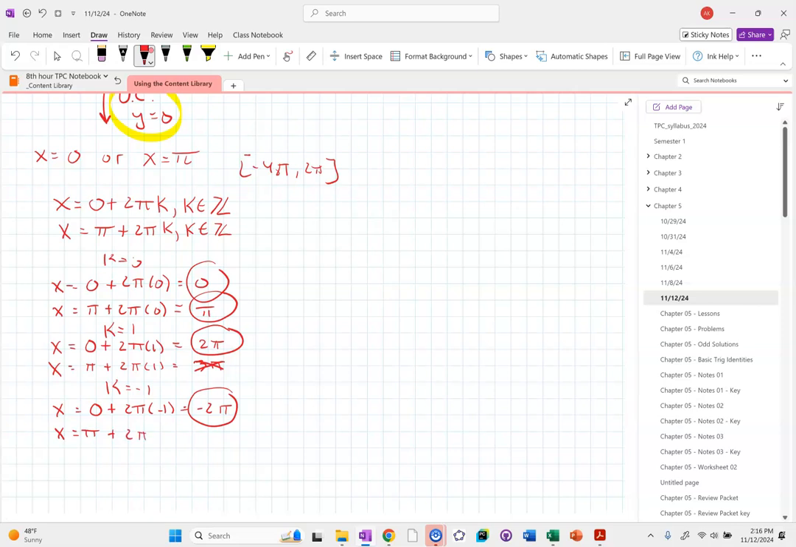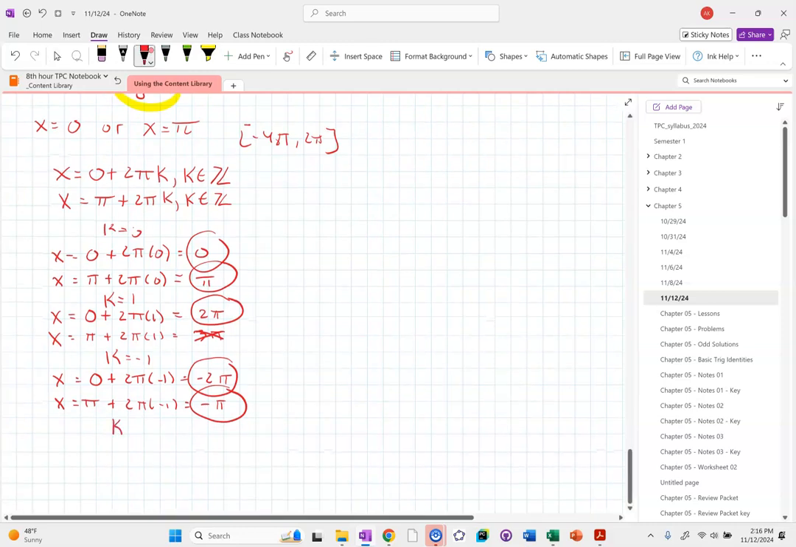And it gets me negative pi. That's a keeper. That's in there, right? Still in between negative 4 pi and 2 pi. All right. Well, let's do another negative now.